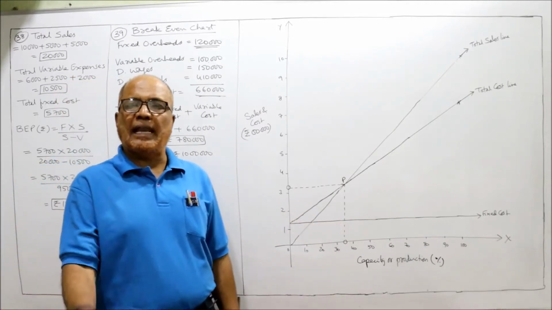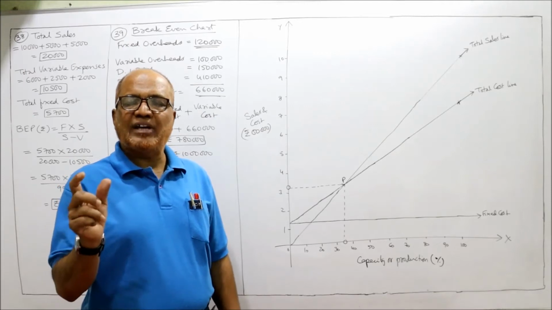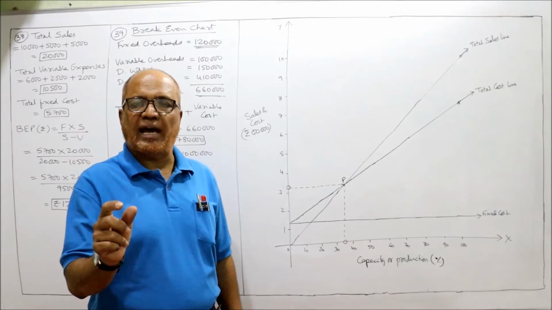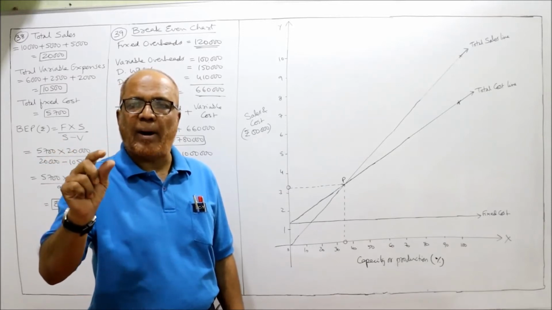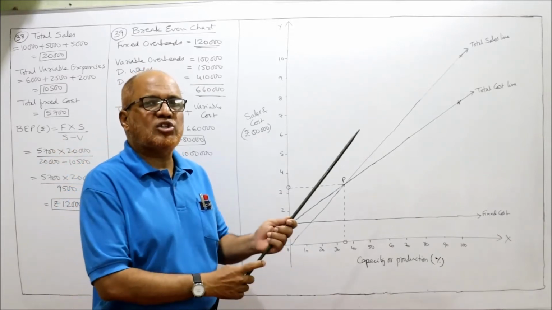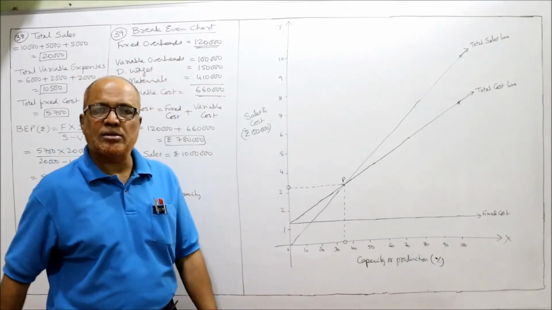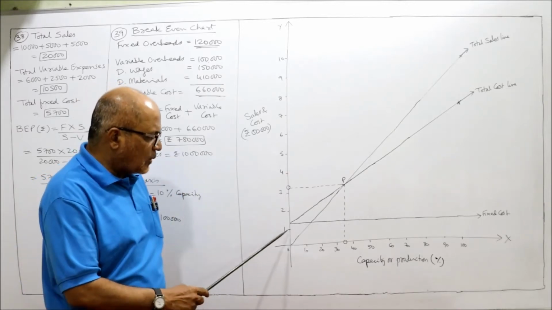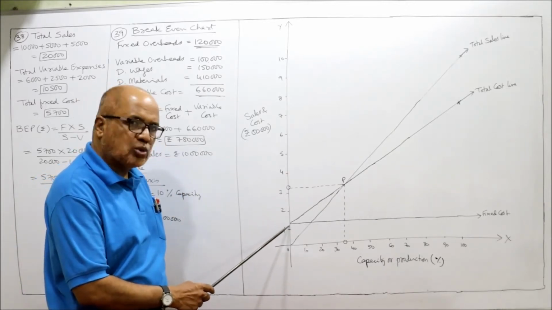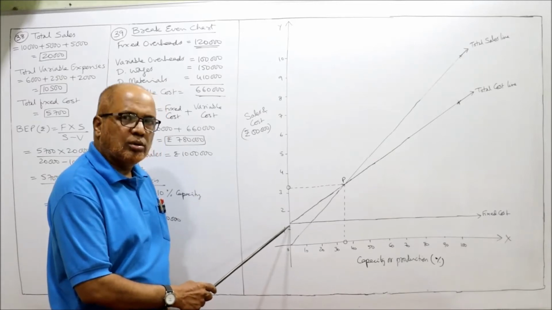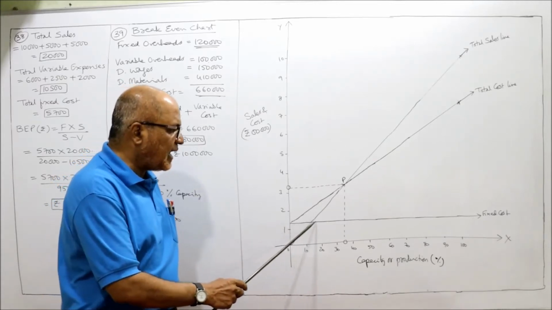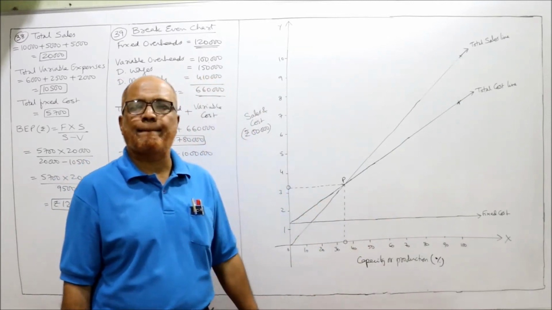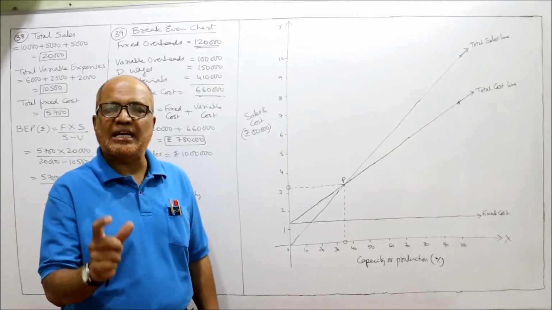Now, how to draw the lines? First of all, the fixed cost line will be parallel to the x-axis. The fixed cost line is a straight line parallel to the x-axis. How much is the fixed cost here in the problem? 1,20,000. 1,20,000 is the fixed cost. So here, see, 1,20,000: here 1 lakh, here 0.2, so 1.2. At 1.2, draw a straight line parallel to the x-axis. This straight line is called the fixed cost line.